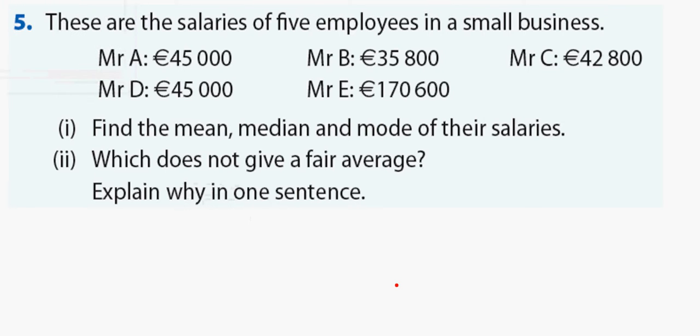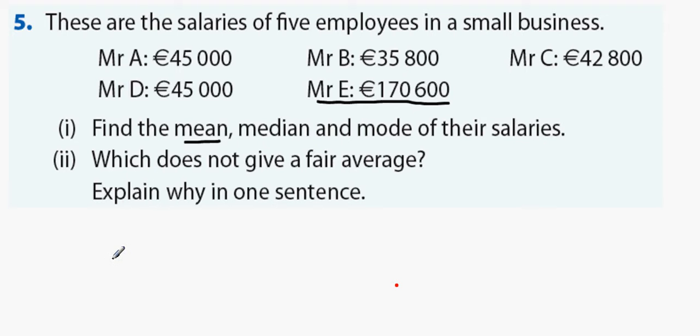Okay, so we're just going to continue on this, and the next question is we're asked for the mean once again. So we're going to get the mean. There's 5 employees in a small business. We can see that most employees earn from, let's say, 35,800 to 45,000, and we have Mr. E here is a very big earner. Okay, so what we can do is we can first calculate the mean.